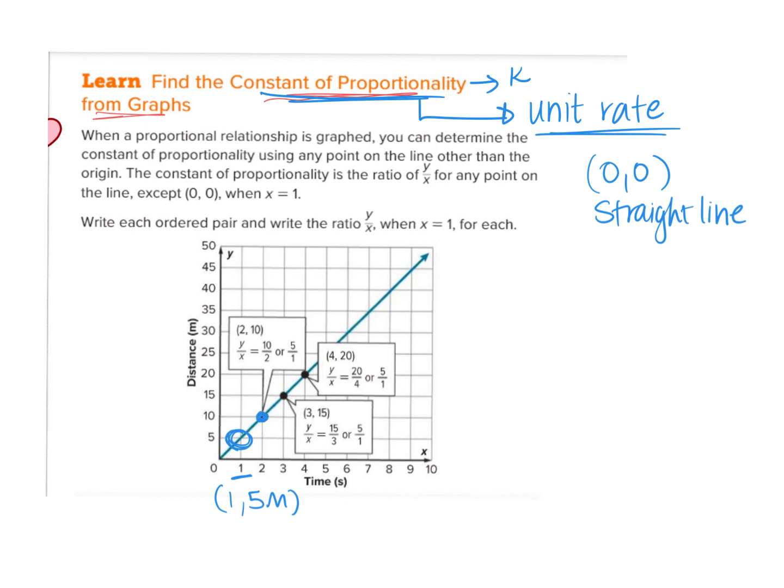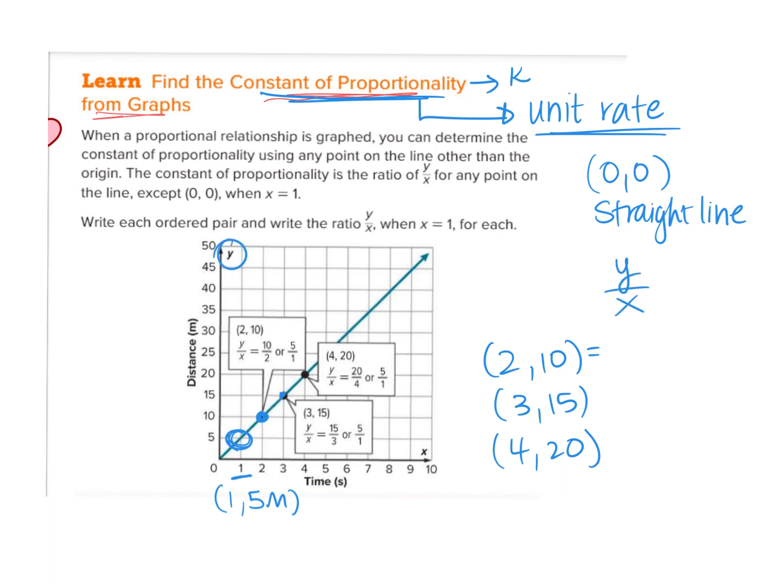You guys can see I have this point. I have 2 comma 10. I also have 3 comma 15. I also have 4 comma 20. What I can do for all of those is divide those out and do the y divided by the x. And here's why.